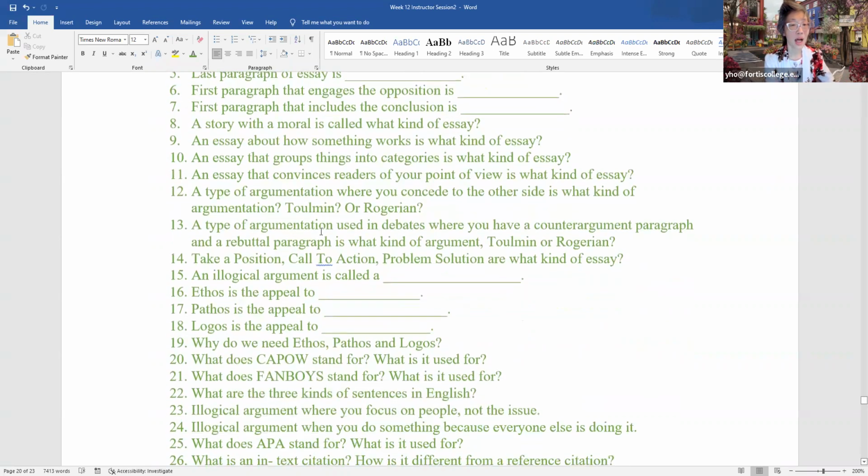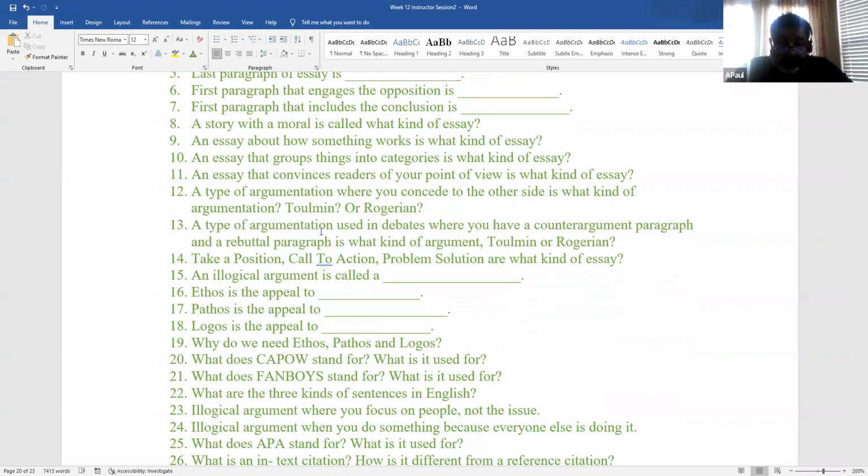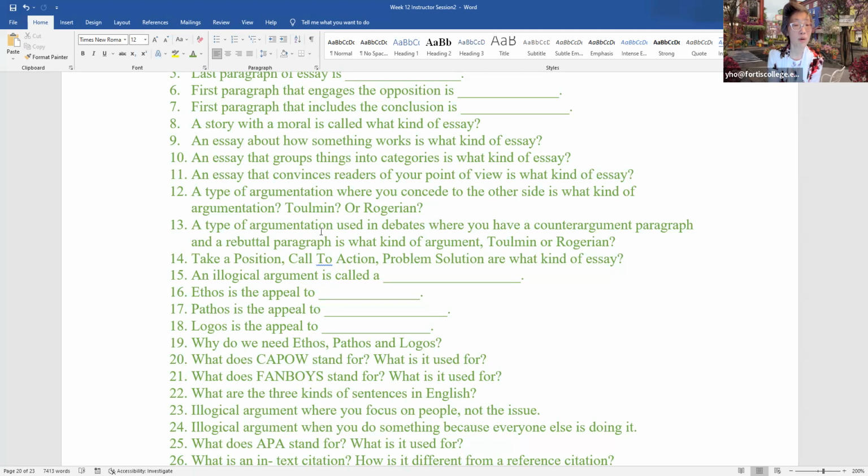He said, and he was so happy. A type of argumentation where you concede to the other side. Is that a Toulmin or Rogerian argumentation? And that would be a Rogerian. Rogerian. A type of argumentation used in debates where you have a counter argument and a rebuttal paragraph is what kind of argument? What's the Toulmin? Would be the Toulmin. Is the other one. Yeah.